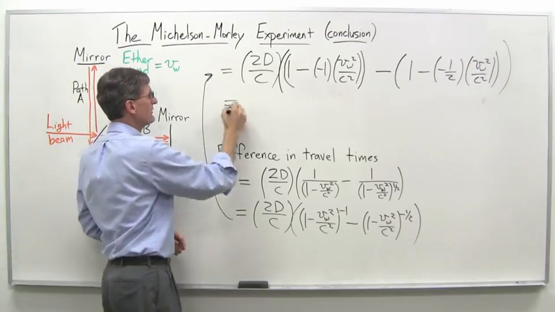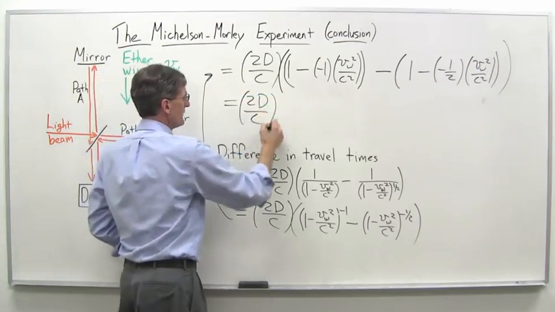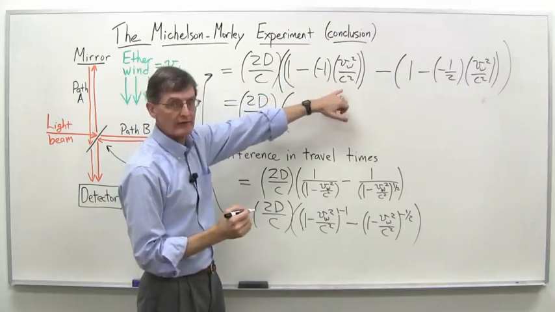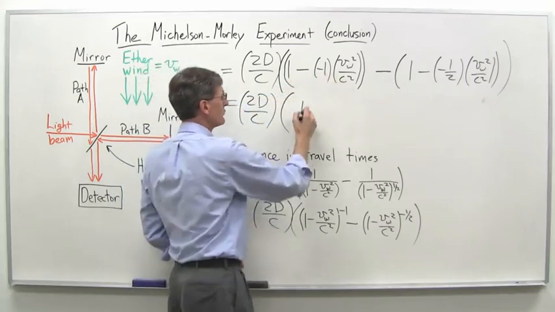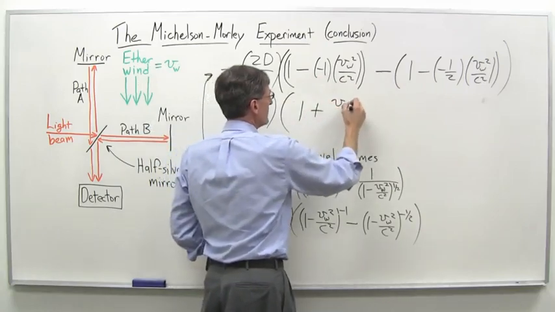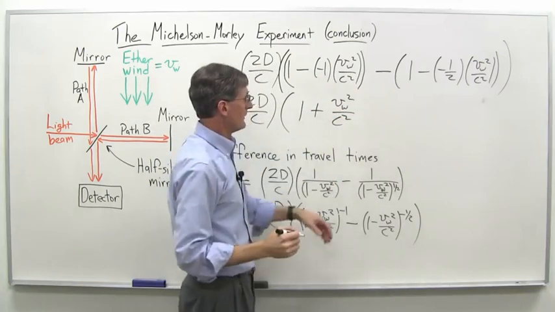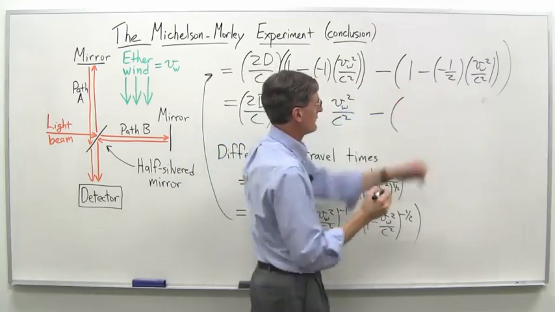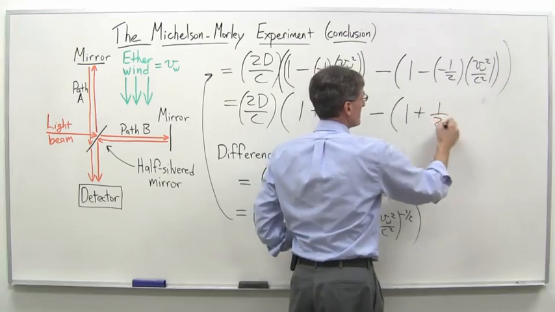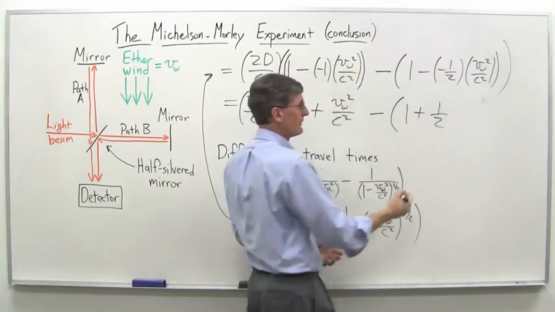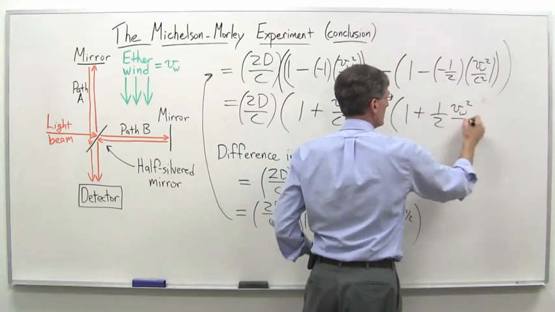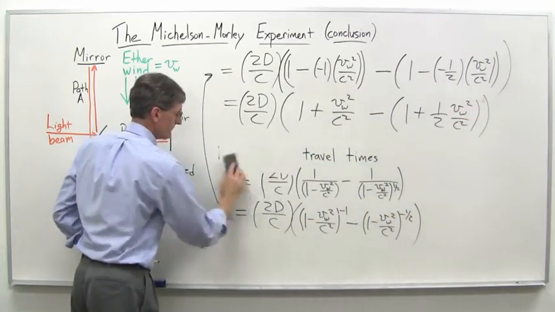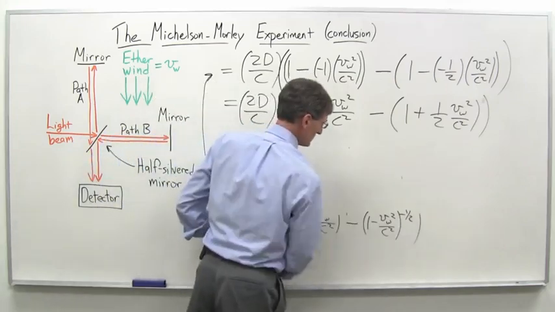We still have the 2d over c on the outside, so that's fine. Now I've got 1 minus a negative 1 times that. That's just 1 plus that. So this becomes 1 plus VW squared over c squared. Over here I've got minus, and we'll do it step by step here, 1 plus 1/2, because minus times minus is positive, 1/2, VW squared over c squared. And we're almost there.